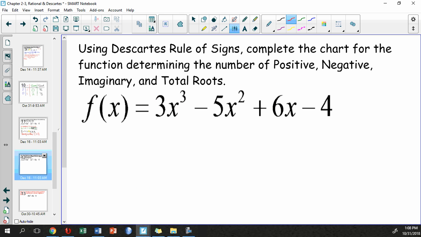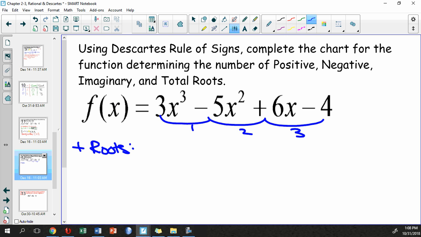Now let's count the number of sign changes. We want to know how many of those roots are positive and how many of those roots are what? Negative. So how do I go about that? I need to find my positive roots. So I'm going to go ahead and count my sign changes in the original function. +3 to -5 is 1 sign change. -5 to +6 is another sign change, and then +6 to -4 is my third sign change. Would you agree? So that means n is 3.